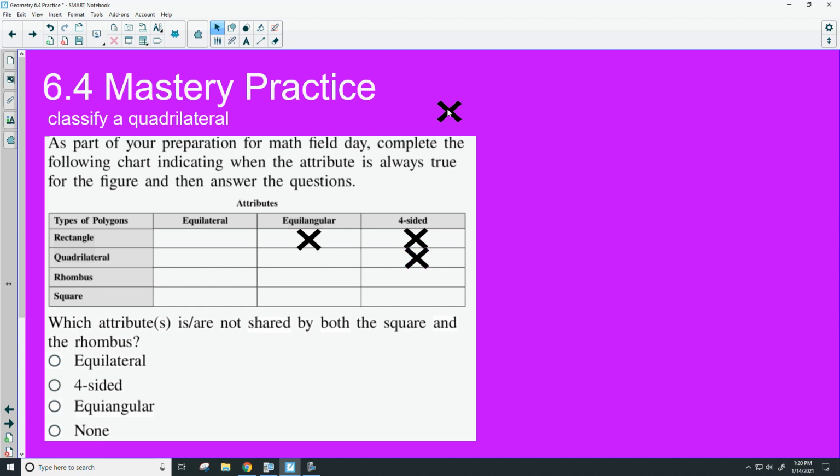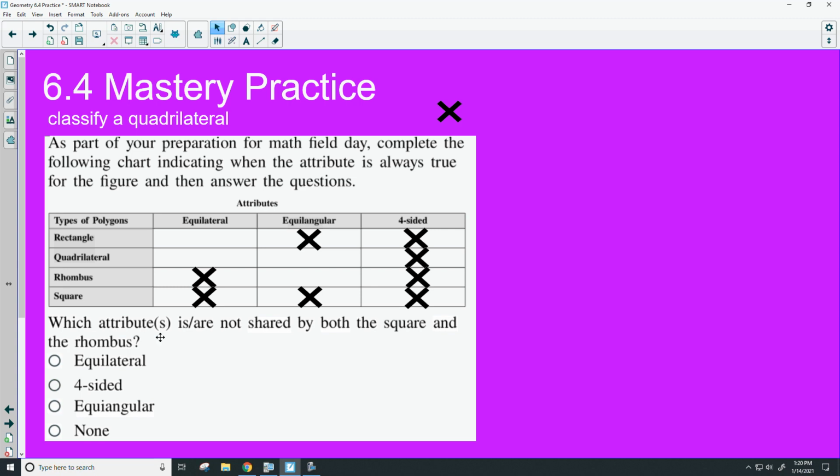A rhombus, is it always equilateral? Yes, by definition. Is it always equiangular? No. Does it always have four sides? Yes. And is a square equilateral? Yes. Is it equiangular? Yes. All 90s. Is it four-sided? Yes.